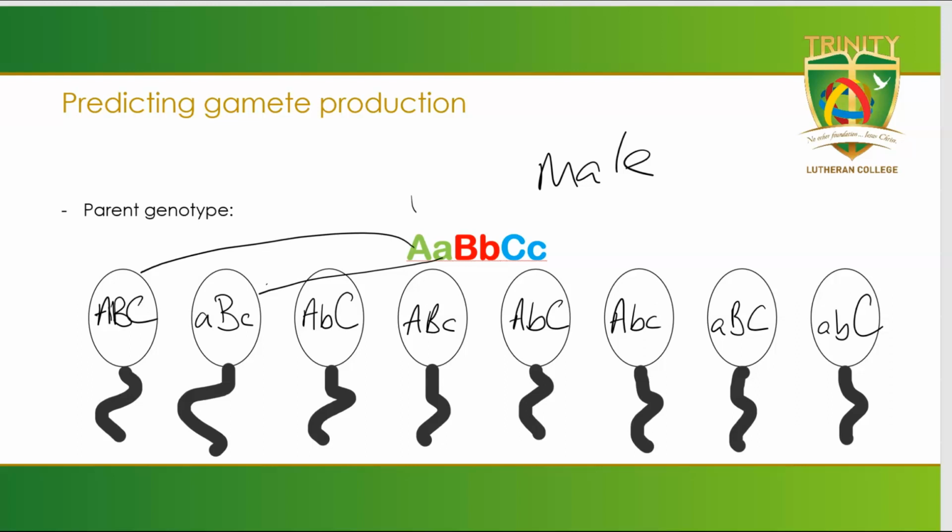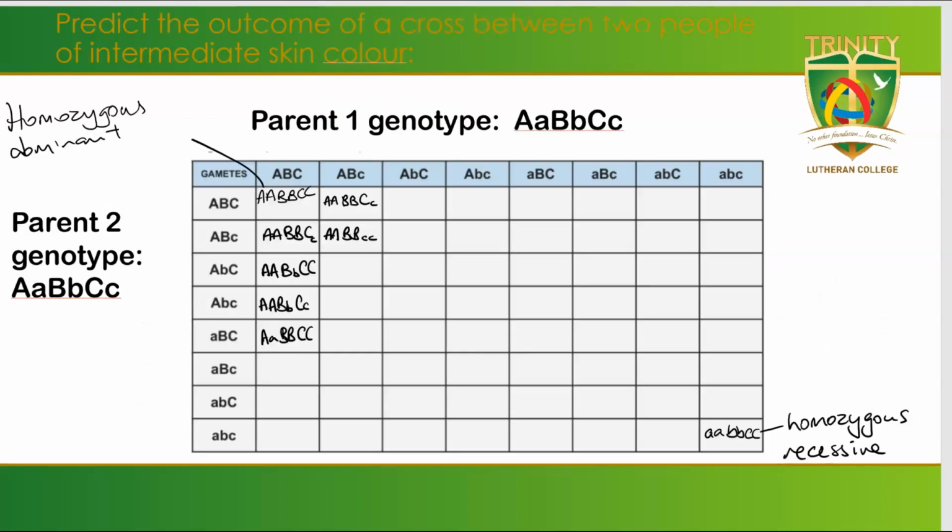So there are 8 possible different combinations or different sperm types that could be made with this gene or this phenotype. So you could have the homozygous dominant, you could have the homozygous recessive, you can have all the different combinations. And there are 8 different forms that it could take, all the way from homozygous dominant to homozygous recessive.